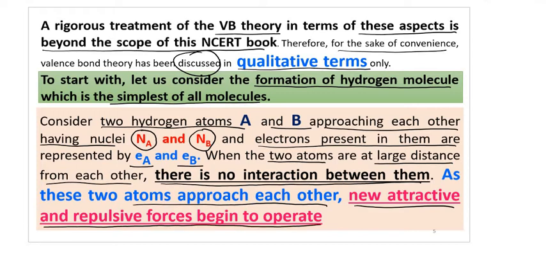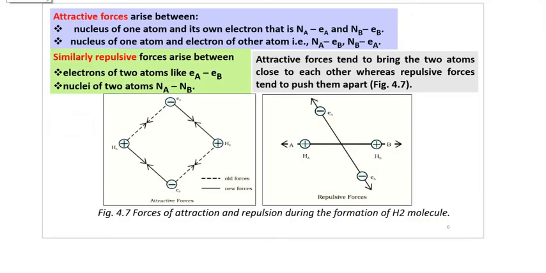I repeat it once again. When the two atoms approach each other, there are two types of forces: one is attractive forces and the other is repulsive forces. Let us try to understand with the diagram. In this diagram, first of all, attractive forces tend to bring the two atoms close to each other, whereas repulsive forces tend to push them apart, which is shown in figure 4.7, which is also present in our NCERT textbook. The same thing has been retrieved.